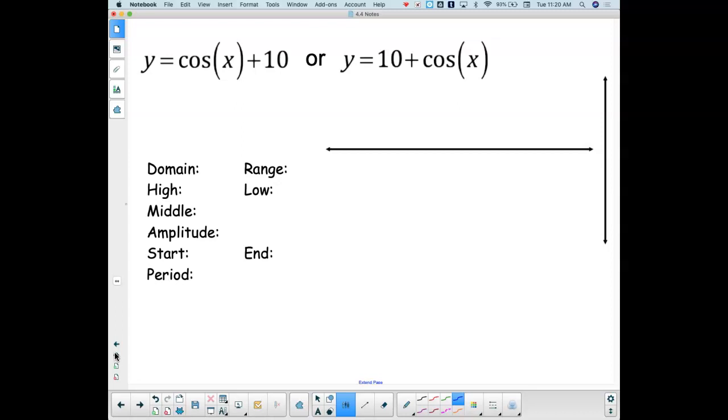One other thing, you might see these functions, like this function, cosine of x plus 10, or you might also see it as 10 plus cosine of x. That D value can either come at the very end of the problem, or at the very beginning. So it doesn't matter where it is, as long as it's not in the set of parentheses that comes after our trig function.